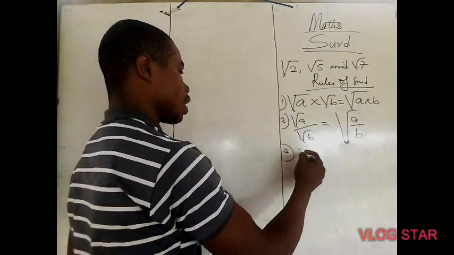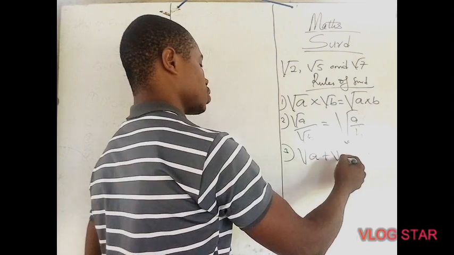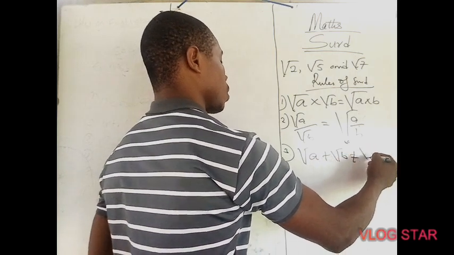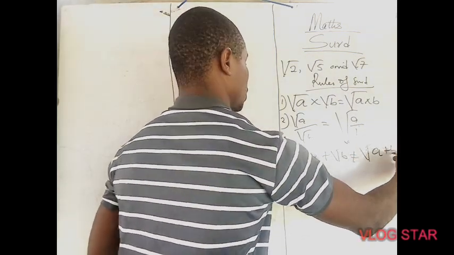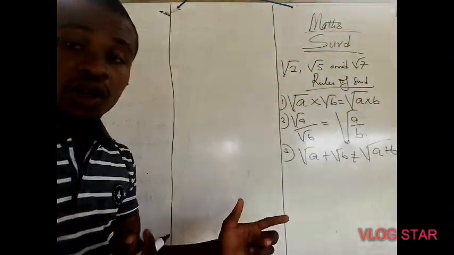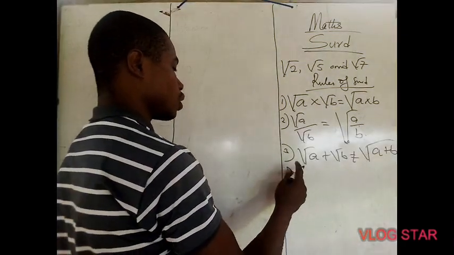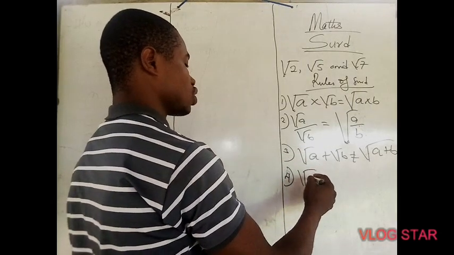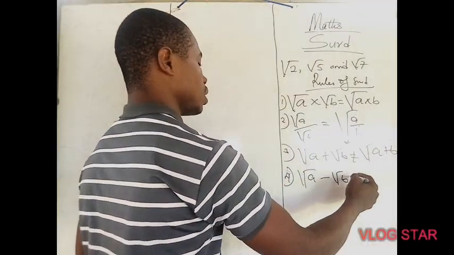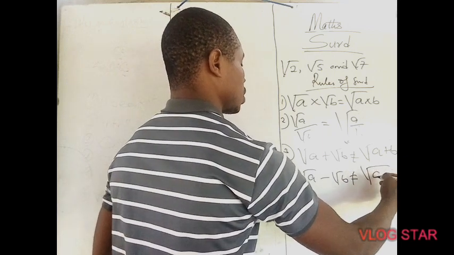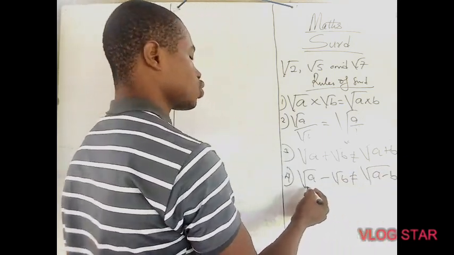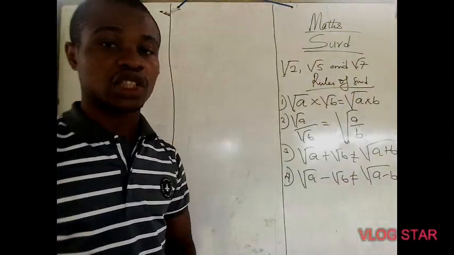Then the third law: surd a plus surd b is not equal to surd a plus b, which means that two surds that are not similar cannot add each other. Then we go down to the fourth law, which says surd a minus surd b is not equal to surd a minus b, which means that two unsimilar surds cannot subtract each other.